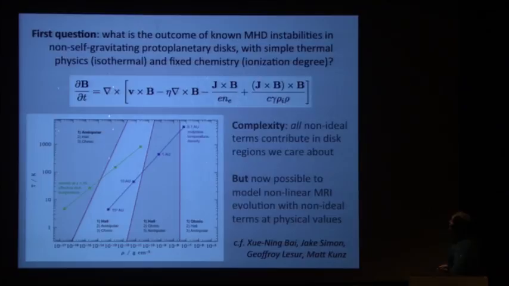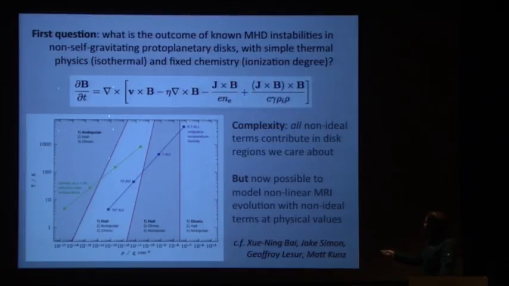Okay. So even if we consider that simplest situation, we still have a fair amount of complexity, which arises from the fact that in the induction equation, all three of the non-ideal MHD terms play a role in different places in the disk. So in general, we have the potential of ohmic diffusion, we have ambipolar diffusion, and we have the Hall effect, which all have different dependencies on what the magnetic field is like and what the ionization structure in the disk is.